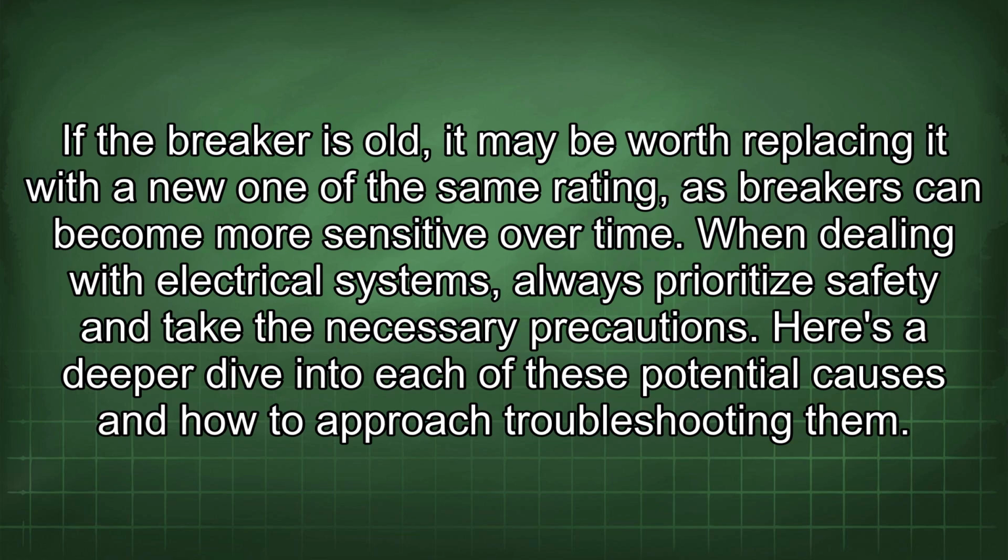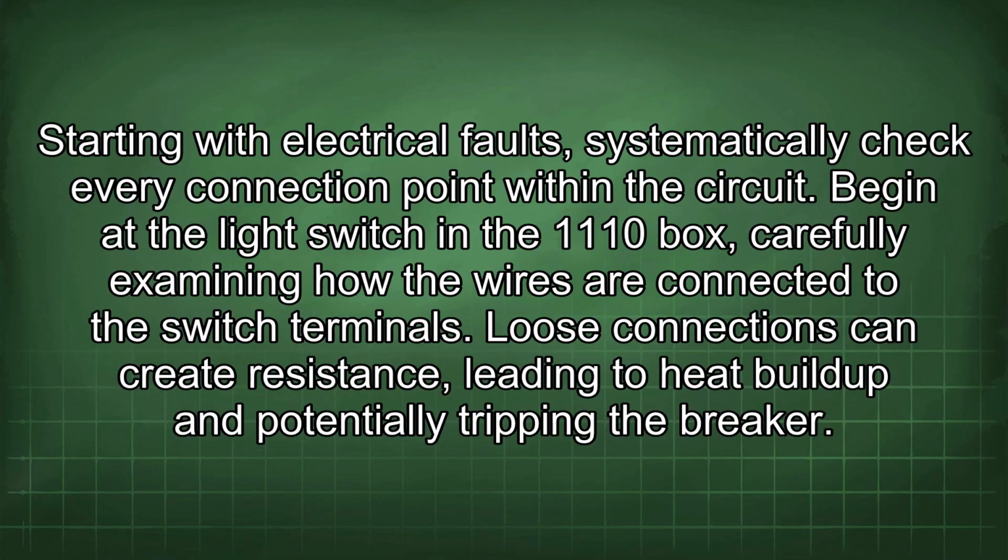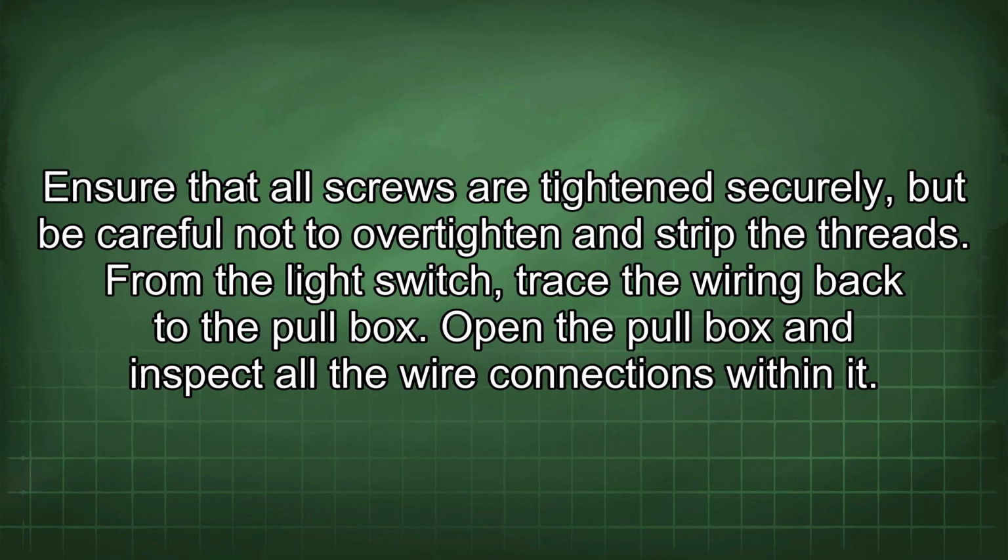Here's a deeper dive into each of these potential causes and how to approach troubleshooting them. Starting with electrical faults, systematically check every connection point within the circuit. Begin at the light switch in the 1110 box, carefully examining how the wires are connected to the switch terminals. Loose connections can create resistance, leading to heat buildup and potentially tripping the breaker. Ensure that all screws are tightened securely, but be careful not to over-tighten and strip the threads.